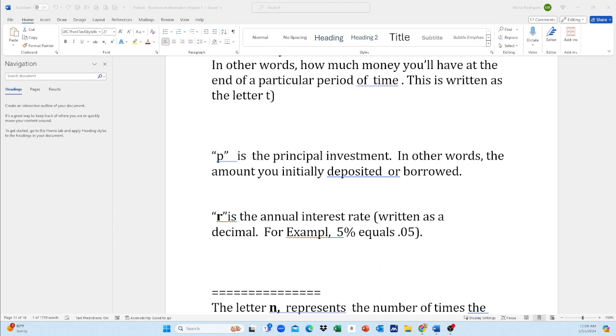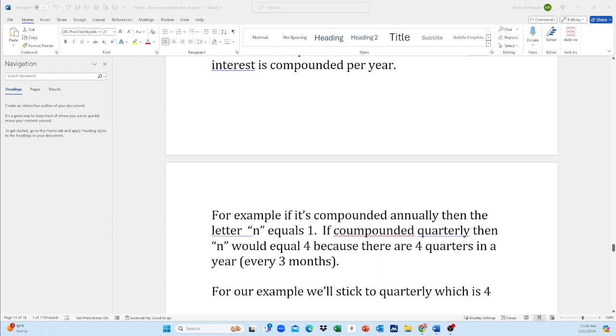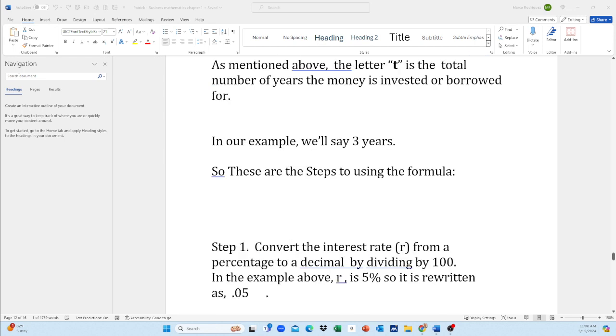The letter N represents the number of times the interest is compounded per year. For example, if it's compounded annually, then the letter N equals 1. If compounded quarterly, then N would equal 4 because there are 4 quarters in a year, every 3 months. For our example, we'll stick to quarterly, which is 4. As mentioned above, the letter T is the total number of years the money is invested or borrowed for. In our example, we'll say 3 years.